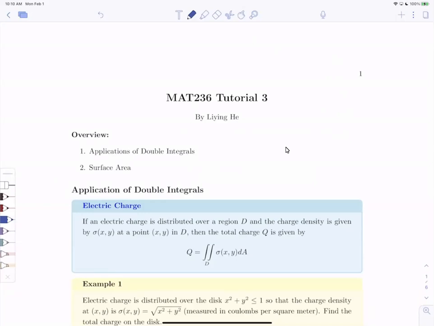Okay, so today we have two topics. The first one is applications of double integral, and the second one is calculating the surface area of something. The first part is just introducing you a lot of formulas, and there's nothing new in terms of taking double integral. And it should be simple, but it's just a lot of computation, so be aware of that.